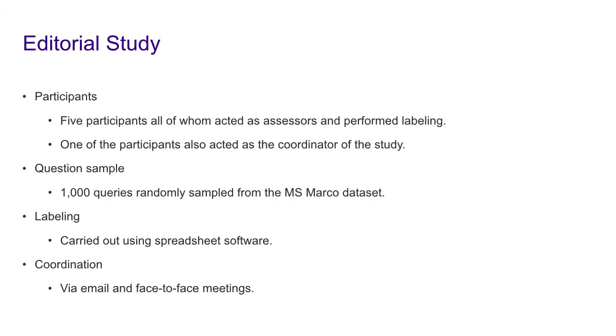We developed our taxonomy through an editorial study conducted with 5 participants. All of the participants in the study acted as assessors and performed labeling, and one of them also acted as the coordinator of the study. As the question sample, we used 1000 randomly sampled queries from the MS Marco dataset, which contains question-like queries editorially selected from Microsoft Bing query logs.